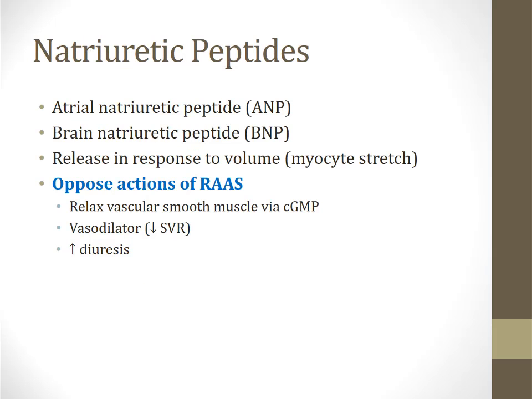Natriuretic peptides are substances released by the heart that have effects in the kidneys. Atrial natriuretic peptide, or ANP, is released by atrial myocytes, and brain natriuretic peptide, or BNP, is the other natriuretic peptide.